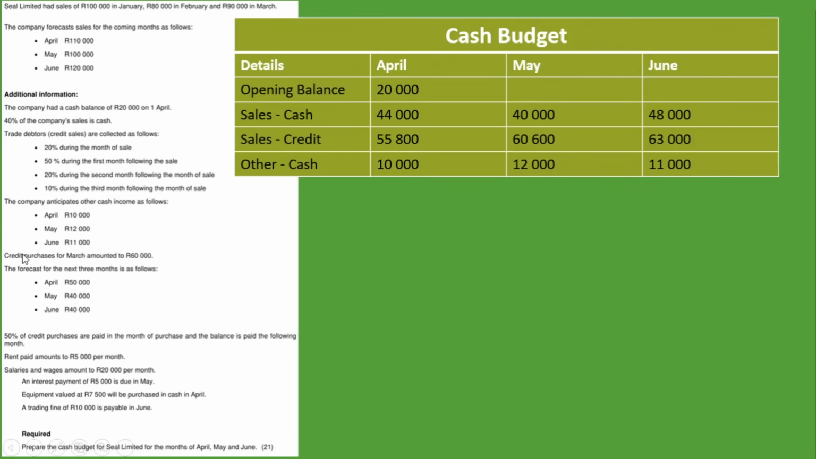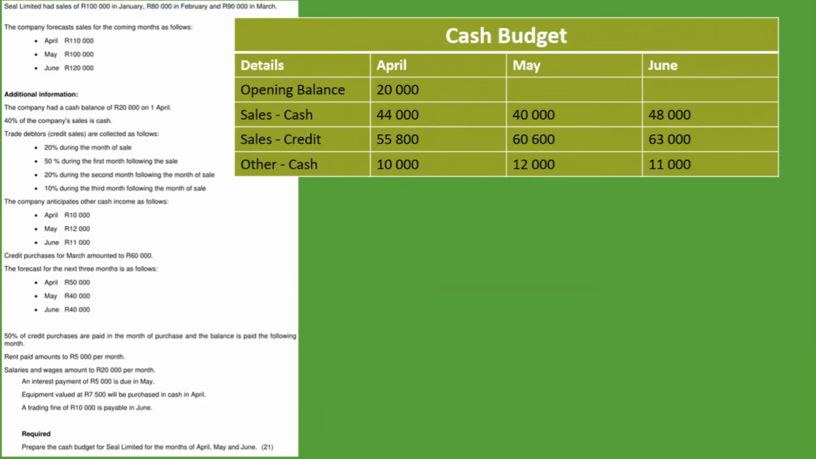And then we are told that the credit purchases for March amounts to 60,000 Rand. So you can see from here going down, these are just purchases and expenses. So what I like to do when I'm doing the cash budget is to just have my total cash inflow down here so that it's easy when I calculate the final figures. Even if you don't do it, I don't think you'll be penalized for that.